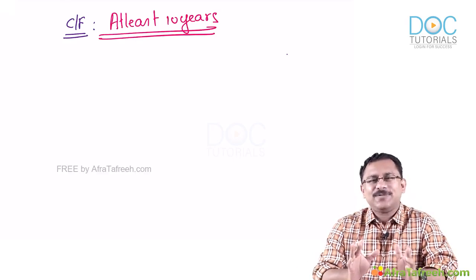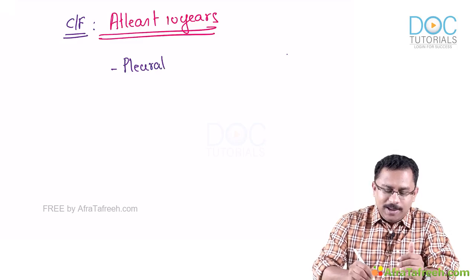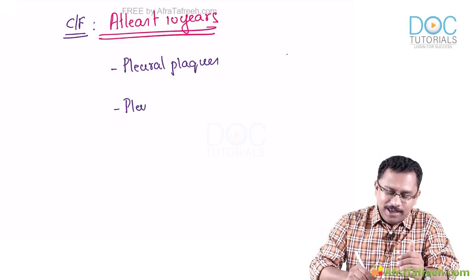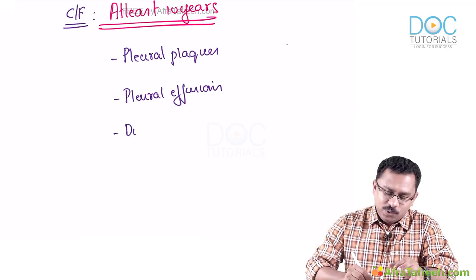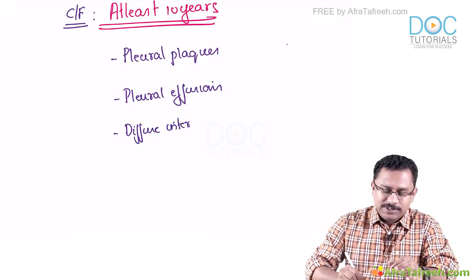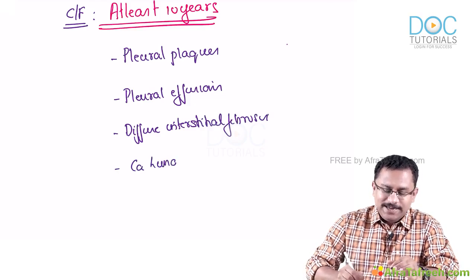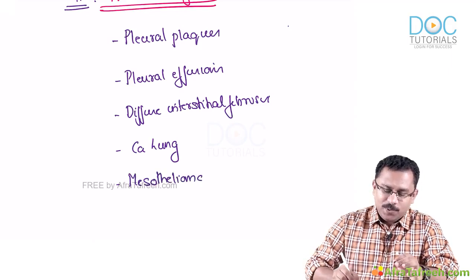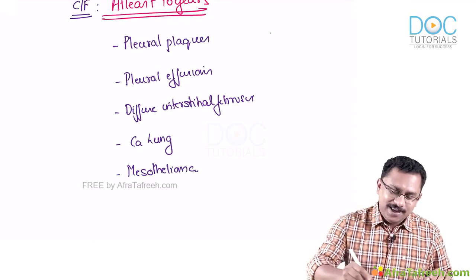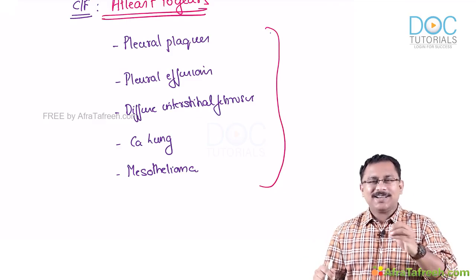There are varied manifestations of asbestosis. You can have pleural plaques, pleural effusions, diffuse interstitial fibrosis, you can have lung malignancy developing, CA lung, as well as mesothelioma. So these are the various manifestations of what? Asbestosis. Okay. So just a few important points.